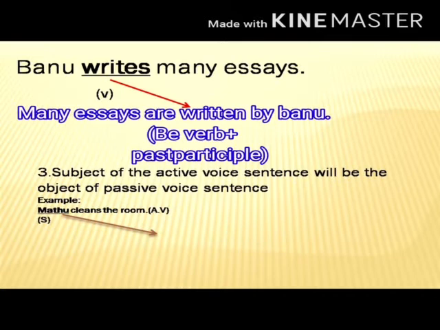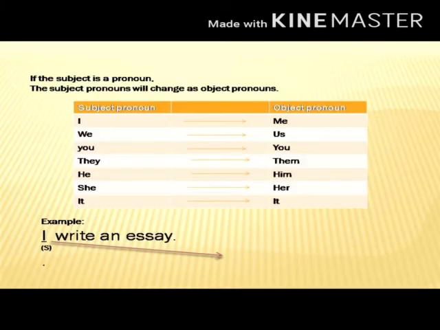Third change while converting an active voice sentence into passive is the subject of active voice sentence will be the object of passive voice sentence. Look at the example. Madhu cleans the room. Here, Madhu is the subject. It's changed as the object while converting into passive. If the subject is a pronoun, the subject pronouns will change as the object pronouns.